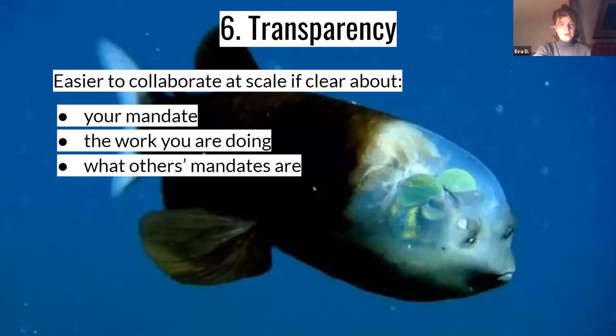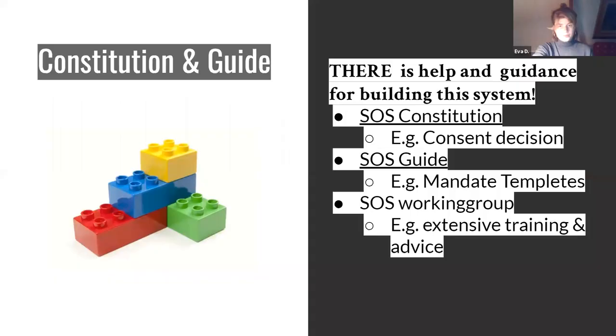And then lastly, transparency. It makes it easier to collaborate if you're clear about your mandates, the work that you're doing, and also what other people's mandates are. So that's also what we're doing now. We're trying to visualize how these different mandates relate to each other, and also within the CC, what kind of different groups and circles we have and what their mandate is. Yes, so as I said, there is help for building up the system, and please feel free to ask for help or to look into the constitution, which I can share afterwards.